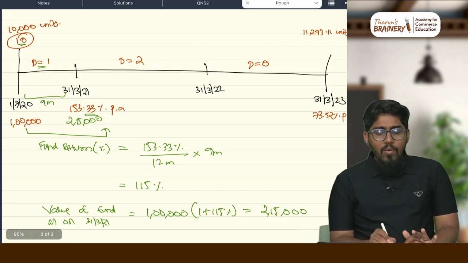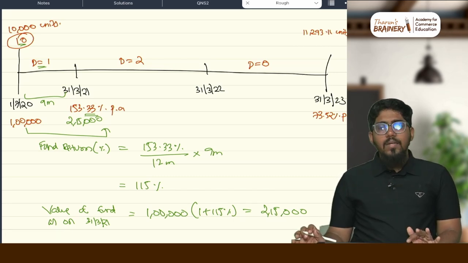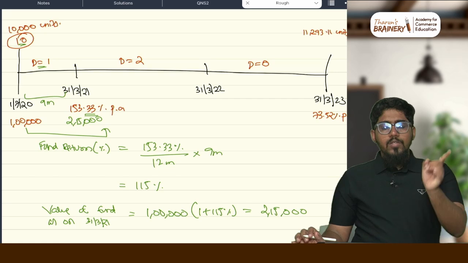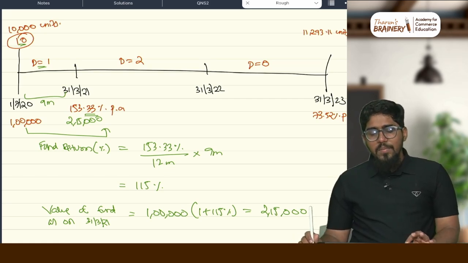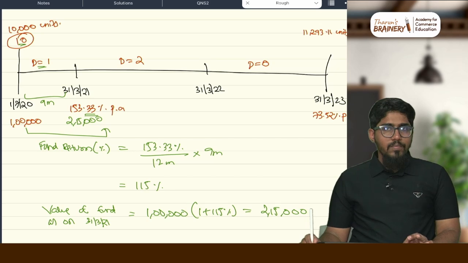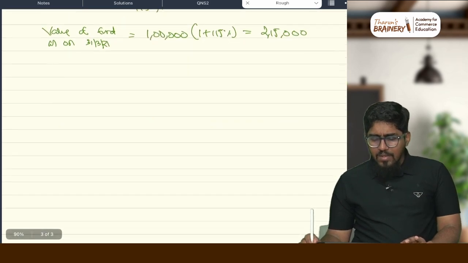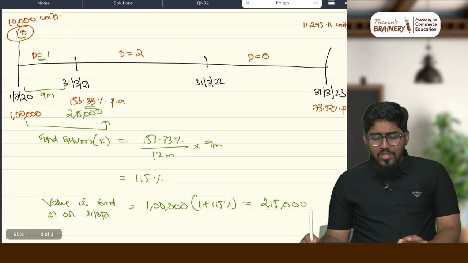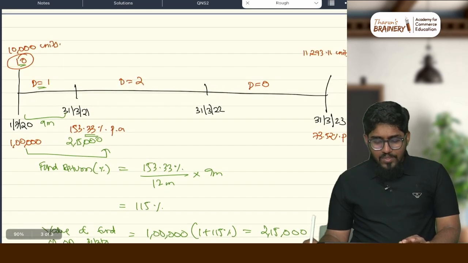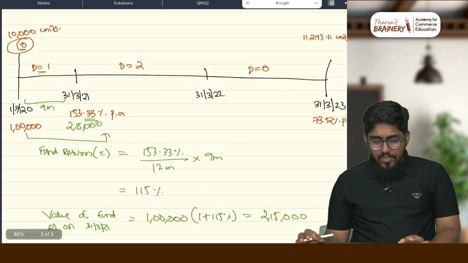And I received 10,000 rupees as dividend. Correct? 1 rupee dividend per unit, which means 10,000 units I'm having. Are you all with me? So 10,000 units I'm having, and 10,000 rupees dividend I got. Clarity? Now I want to know how many units I have.